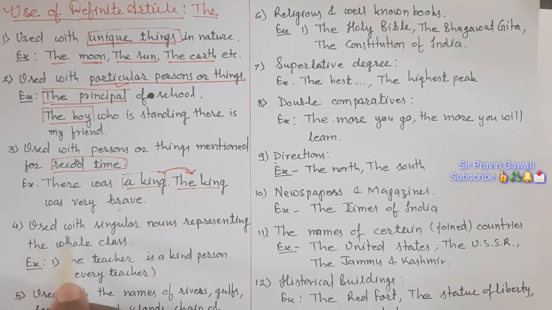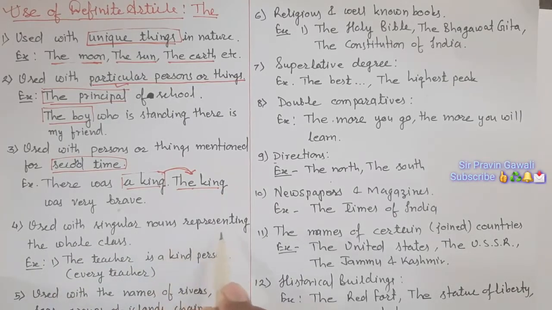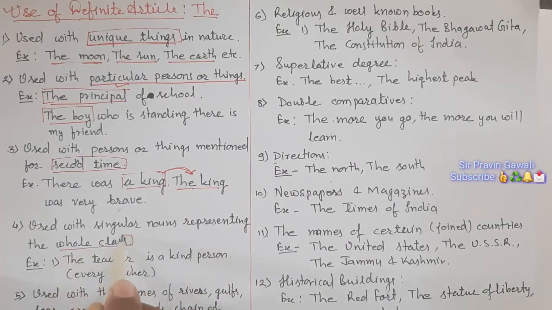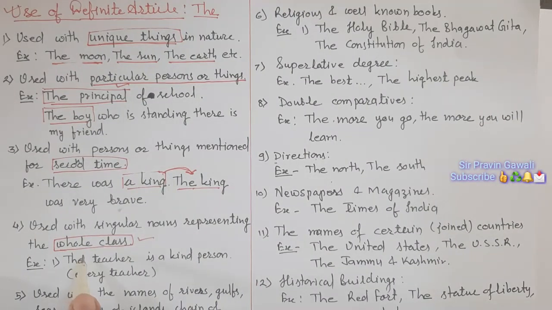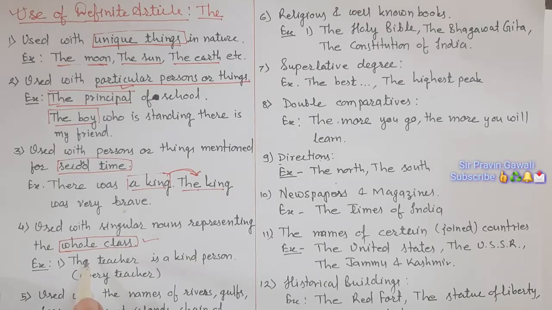Fourth one, used with singular nouns representing the whole class. Okay students, the whole class. When I told you earlier about the use of the article "a", if you want to mention the whole class then we can use "a". In the same way here also, if you want to represent or refer to a whole class, then the article "the" can be used. The teacher is a kind person. It means every teacher is a kind person.